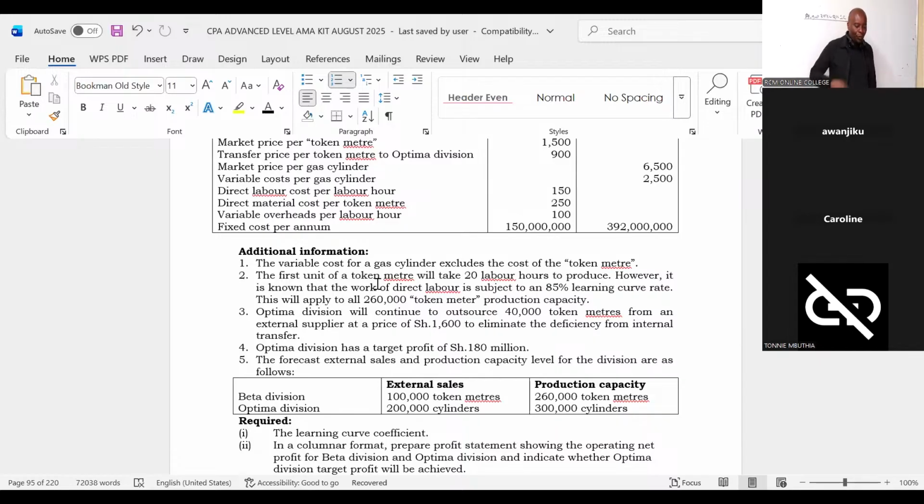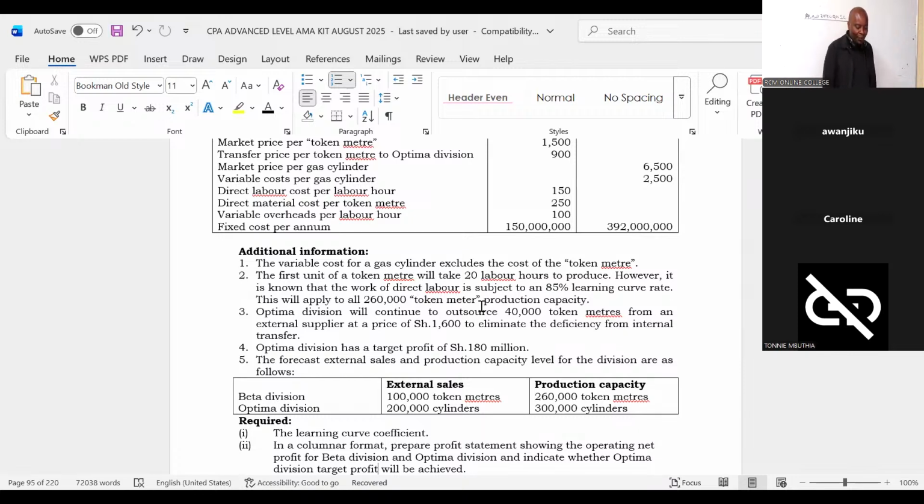The first unit of a token meter will take 20 labor hours to produce. However, it is known that the work for direct labor is subject to an 85% learning curve. Good examiner, mixing learning curves with transfer pricing. He wants to kill these students. This will apply to all the 260,000 token meter production capacity.